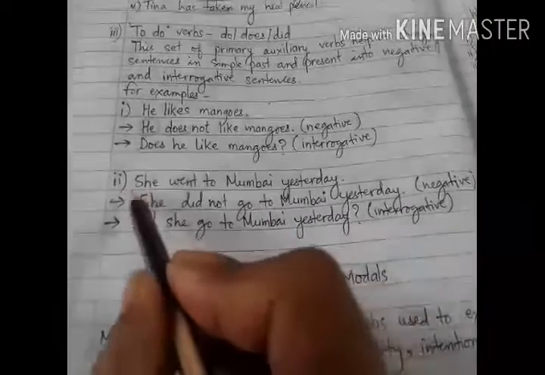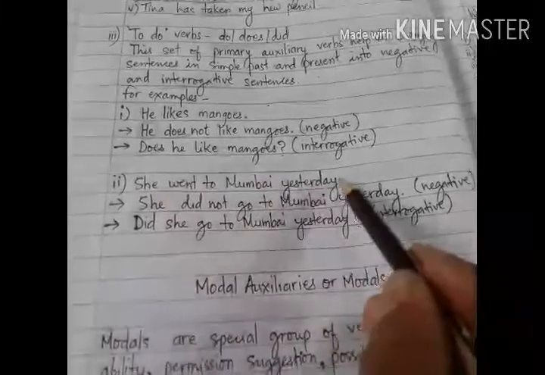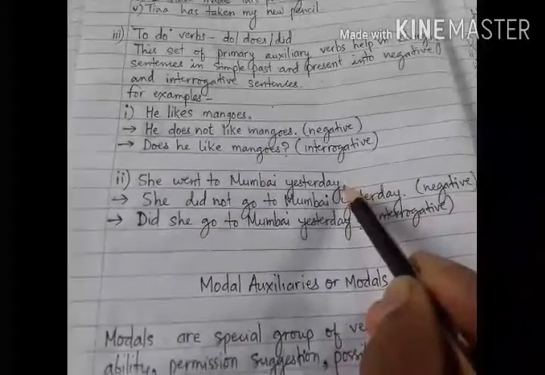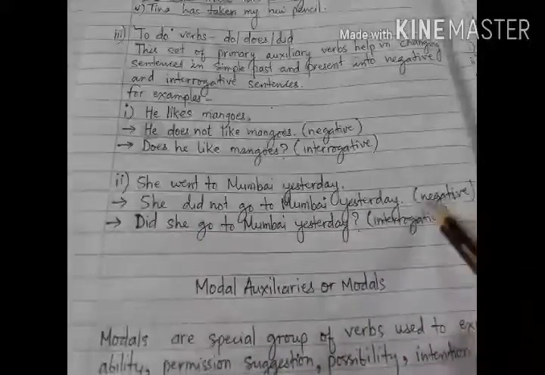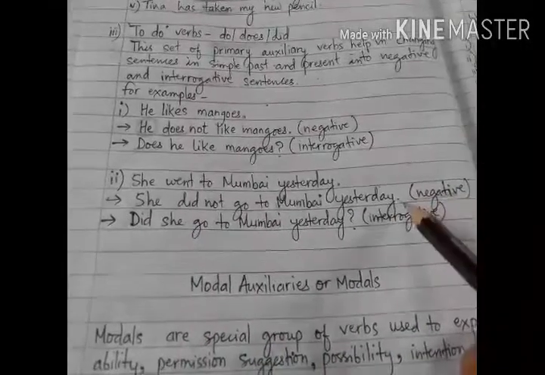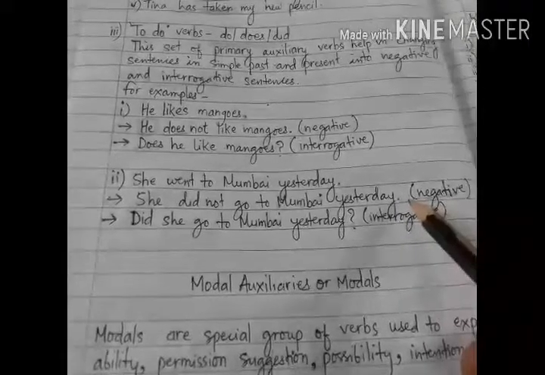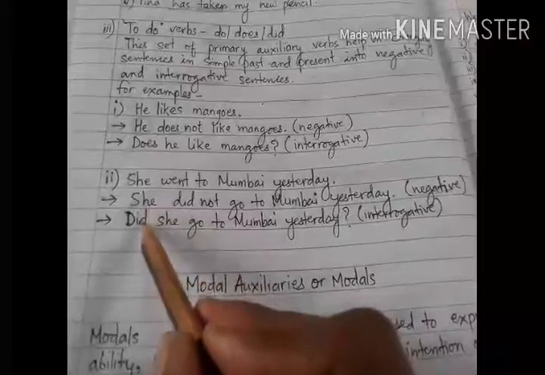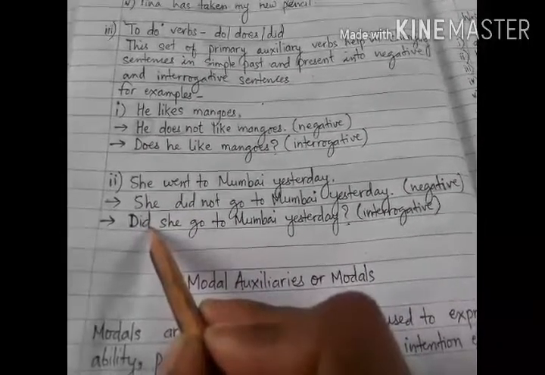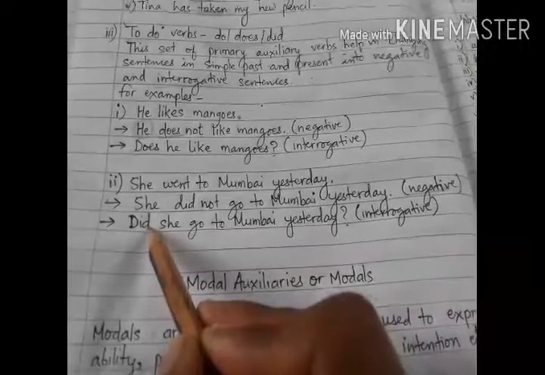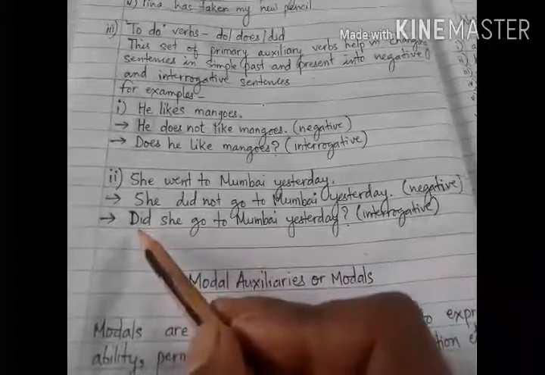Now next example, sentence number 2. She went to Mumbai yesterday. This sentence is in simple past, so for negative with no or not we have to use to do verbs after the subject. Okay, here do and does are used in present tense, do with plural subject, does with singular subject, and did is used in past tense with both singular and plural subjects.